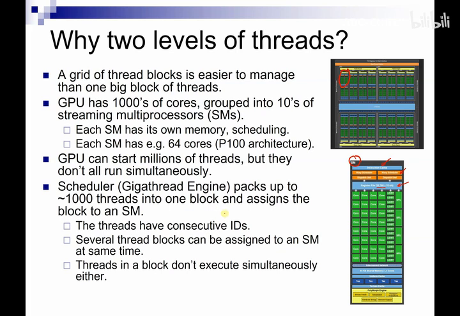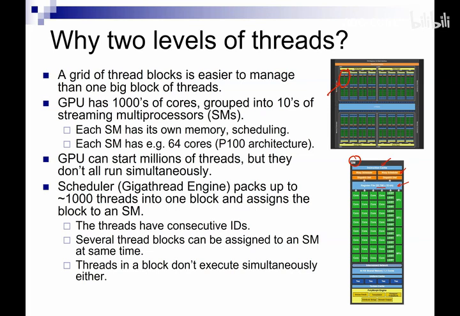The threads, as we saw, have consecutive IDs. So if our thread block is size 256, the IDs are 0 to 255. Then the GigaThread engine might assign a few blocks to an SM. Depending on how big the blocks are, it might assign, let's say, 2 thread blocks, each of size 512, to an SM. If it's 2 thread blocks of size 512, we've assigned 1,024 threads to an SM.